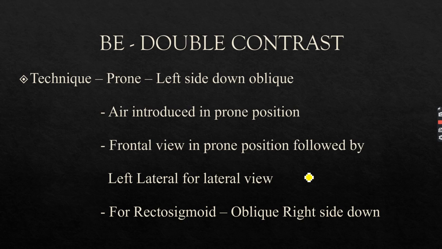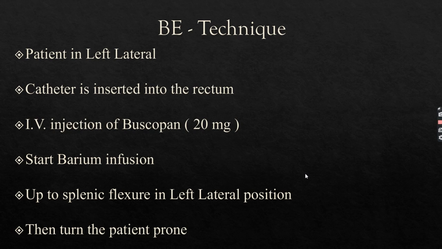These positions you can just visualize in your brain, and you will be better able to understand them. For double contrast, air and barium both are required. According to the site, various positions we can go with. The technique we are just discussing very briefly: ask the patient to lie in left lateral position. A catheter is inserted into the rectum.